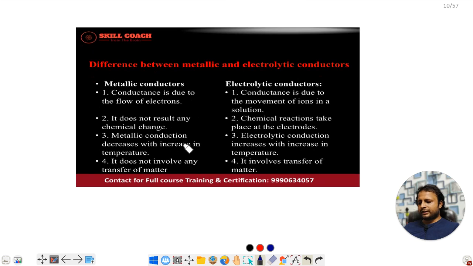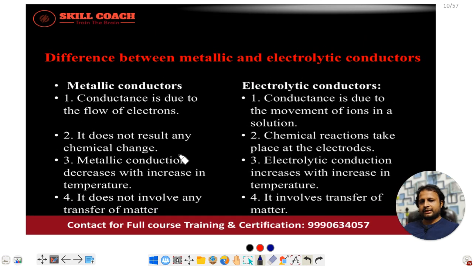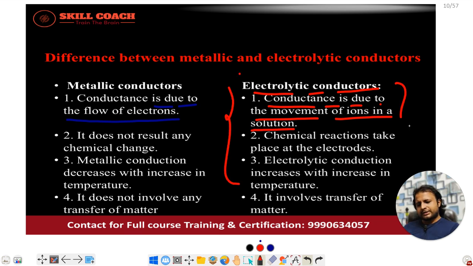Now understand the basic differences between metallic and electrolytic conductors. In a metallic conductor, conductance is possible due to the flow of electrons, while in electrolytic conductors the conductance is due to the movement of ions in a solution. This is the possible way for the making of batteries or cells, and it does not result in any chemical changes in metallic conduction, but electrolytic conduction is possible due to chemical reactions only.